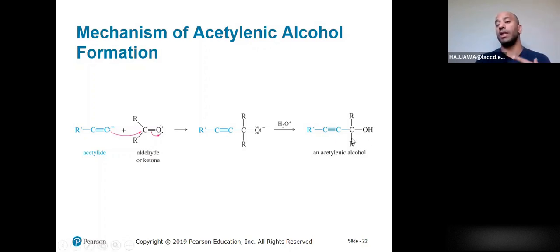That will give you basically the propargyl alcohol or the acetylenic alcohol. So whichever of the two terms you use, perfectly fine. So this is a nucleophilic addition reaction. This is not a nucleophilic substitution reaction.